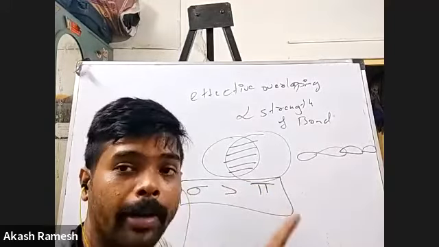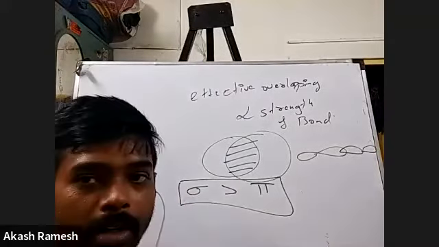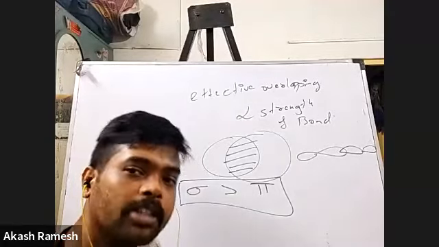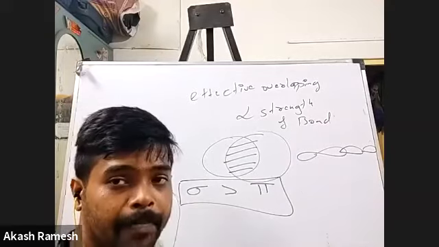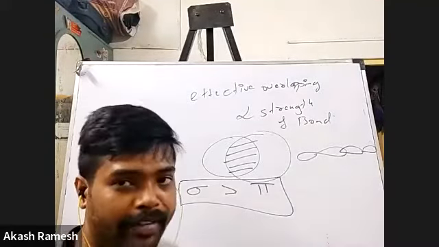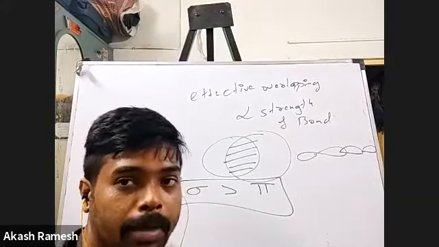Okay, now coming to the next question. I understood the sigma bond is stronger. What about within sigma bonds? I have different kinds of head-on overlap to form sigma bonds: SS, SP, and PP. Now you think and tell me. Again, it's all about effective overlap. In SS, will I have more effective overlap, or SP, or PP? You think and tell me.